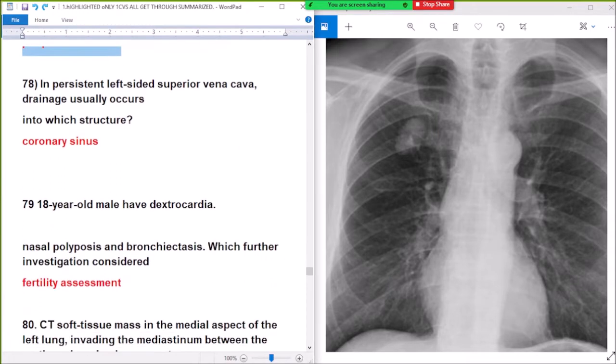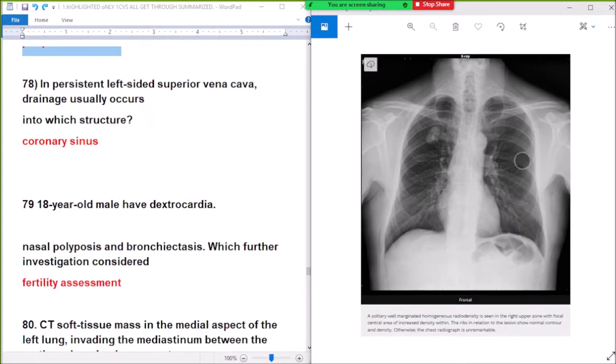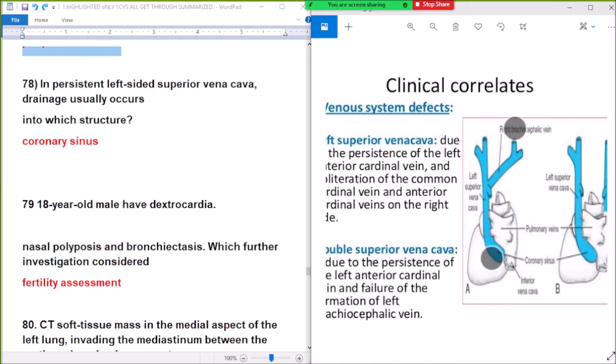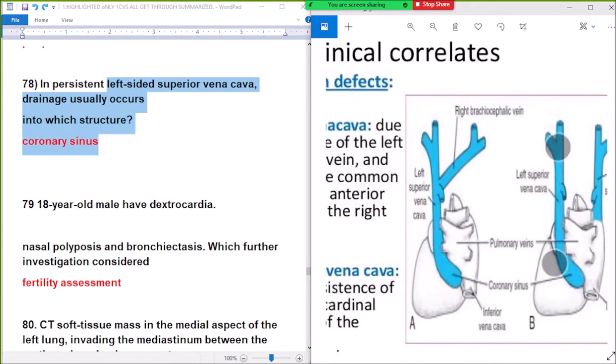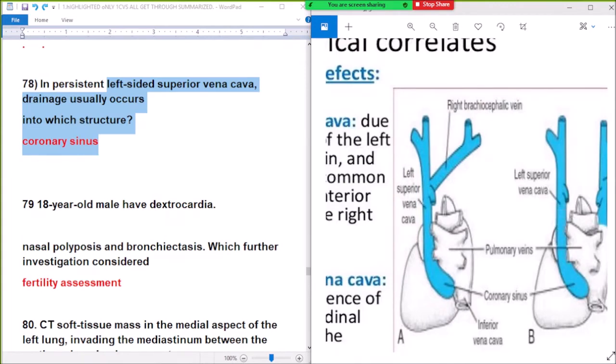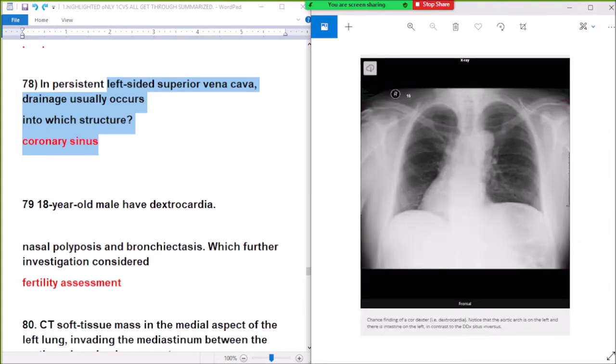Question 78. In persistent left-sided superior vena cava, drainage usually occurs into which structure? Coronary sinus. In persistent left-sided superior vena cava, drainage occurs into the coronary sinus.